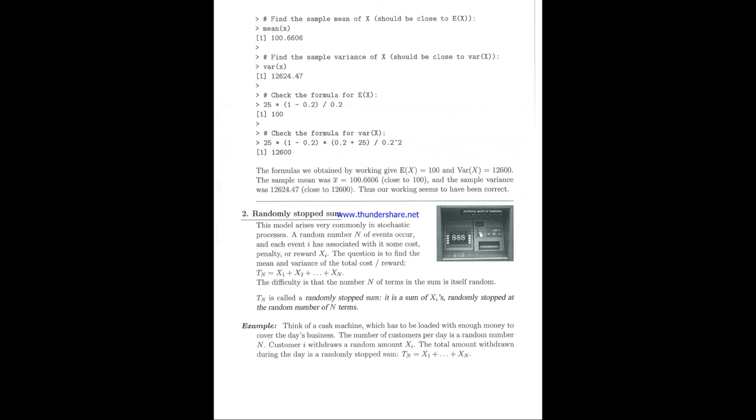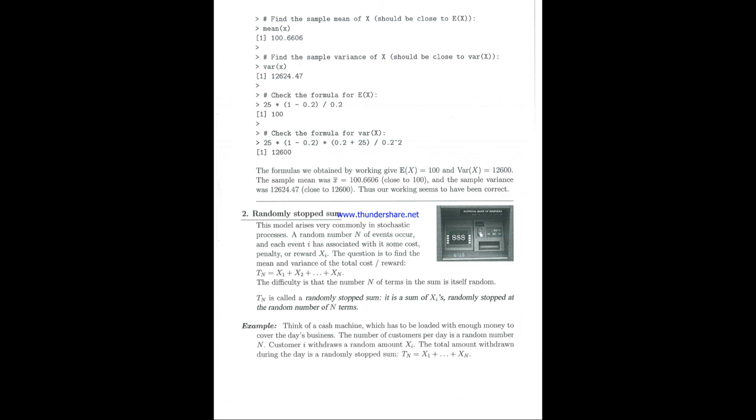So in stochastic processes, let's say you have capital N number of events, and if I take the first event as 1 and the associated reward or penalty as capital X1, then you can take the total as X1, X2 up to XN. We can denote that as TN. So in stochastic processes, this randomly stopped sum is denoted as TN.